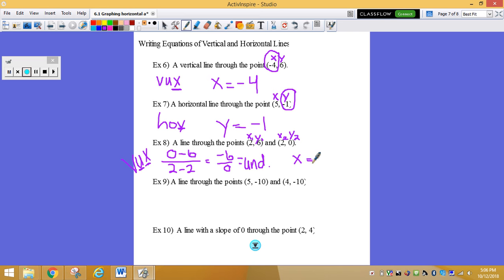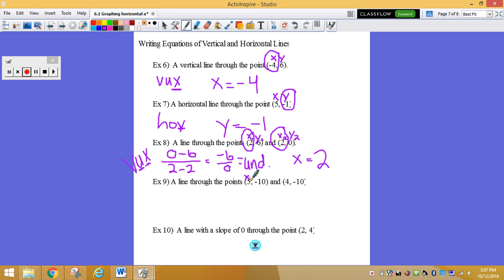Well, how do we figure out what x equals? You look at your ordered pairs. X is 2 here, x is 2 here. So x is 2. Now, a question I always get: what happens if your x's are different? It never will be. The only way you'll get an undefined slope is if your x's are the same. So they'll always be the same. So x equals 2.